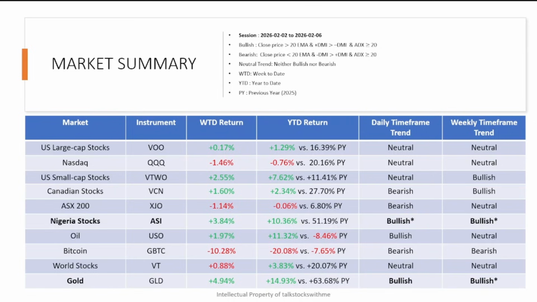We move to gold commodity, which we can track by the ETF GLD. This past week delivered 4.94%. Year to date, GLD has delivered 14.93%. In the short term, a bullish trend can be identified from the daily time frame. In addition, in the mid-term, a strong bullish trend can be observed studying the weekly chart.